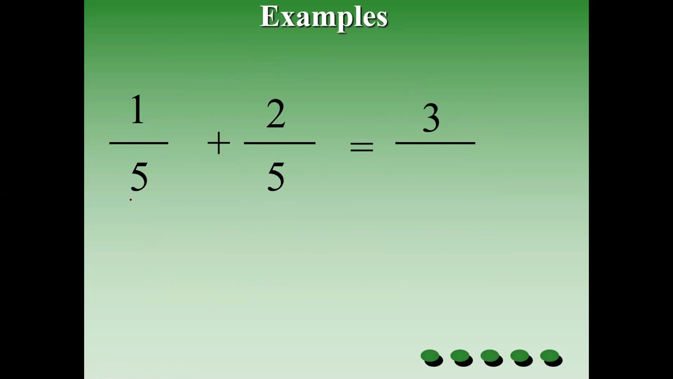Very first, what we have to do, we have to check if the denominators are same or not. If the denominators are same, listen, it means we can directly add the numerators. Only if the denominators are same, then we can directly add the numerators. 1 plus 2 is 3 and 3 upon 5 is the answer. But we can do this only if the denominators are same.